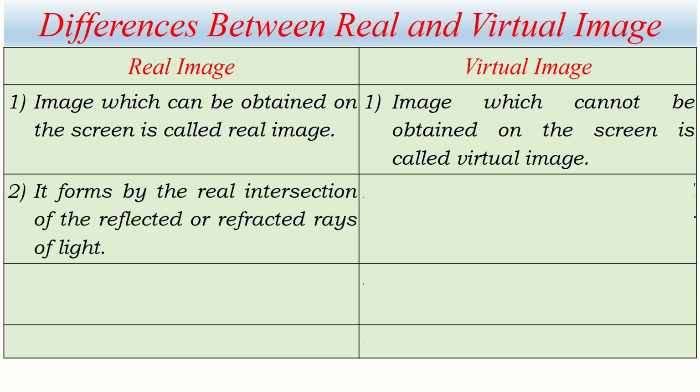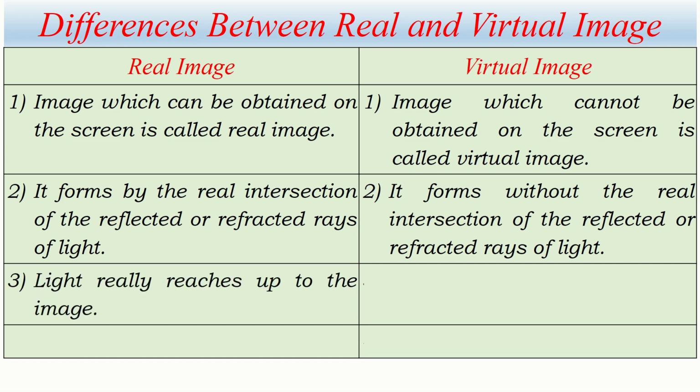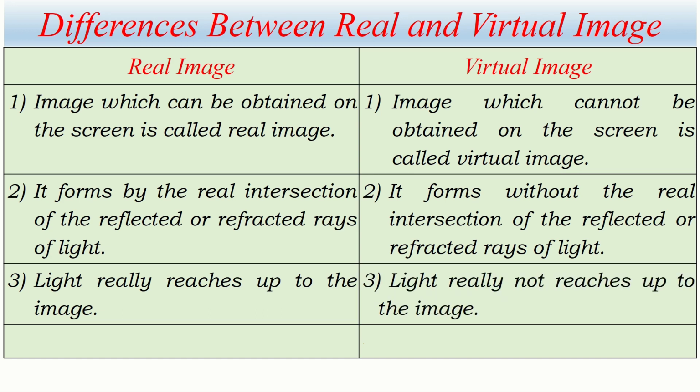Second difference, a real image forms by the real intersection of the reflected or refracted rays of light. But in case of virtual image, it forms without the real intersection of the reflected or refracted rays of light. Another difference, light really reaches up to the real image. But in case of virtual image, light does not really reach up to the image. And this real image is always inverted, but virtual image is always erect. These are the basic differences between real and virtual image.